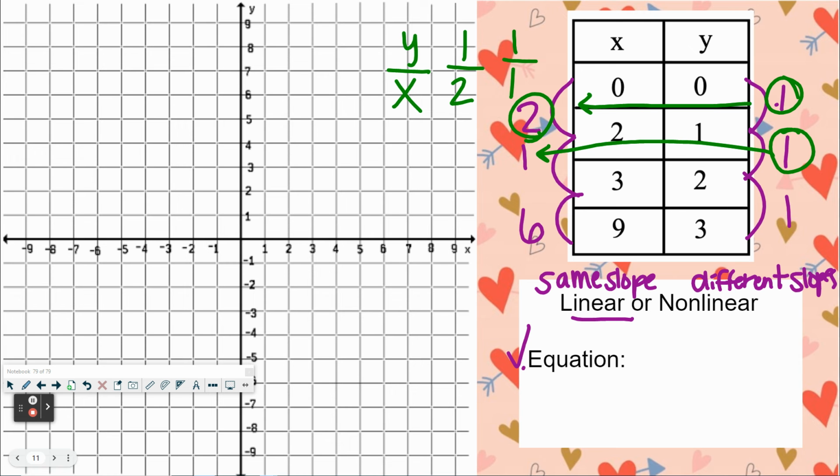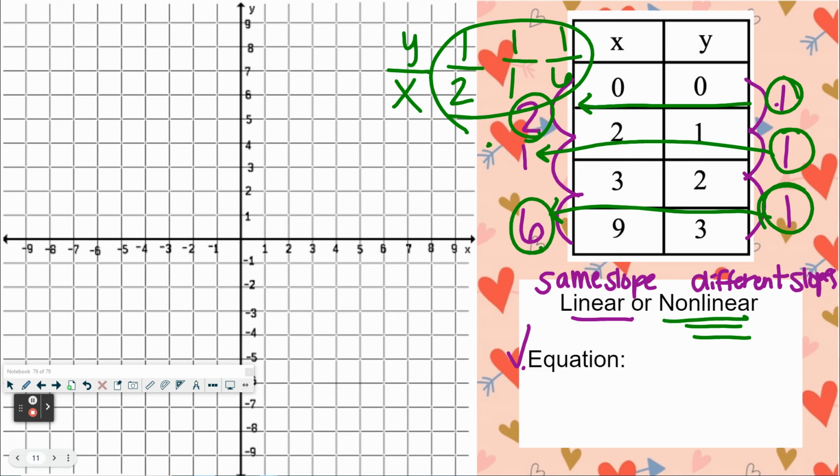We didn't get the same slope, so we can know right away it's nonlinear, but I'll just finish out the problem. We do y, which is 1 over x, which is 6. So we actually have 3 different slopes. So that makes this nonlinear, which means we can't write an equation. You'll get the hang of it.